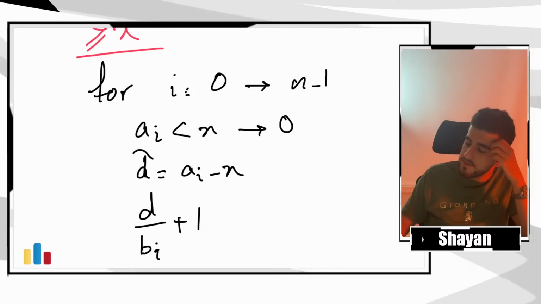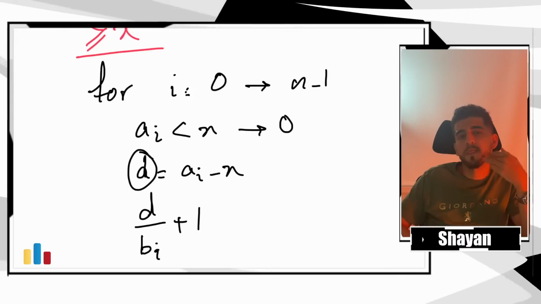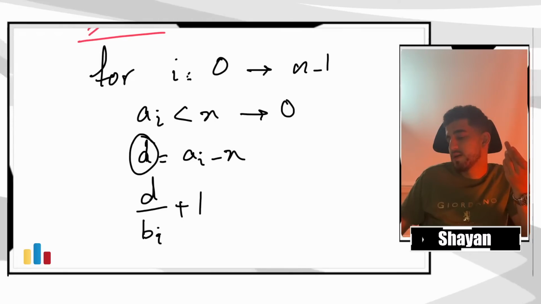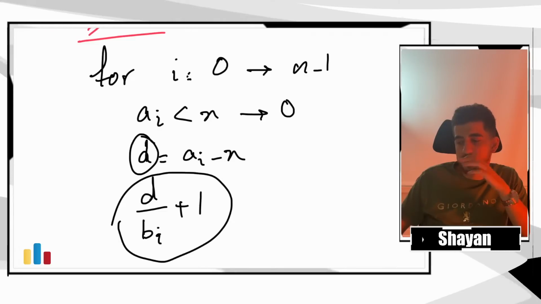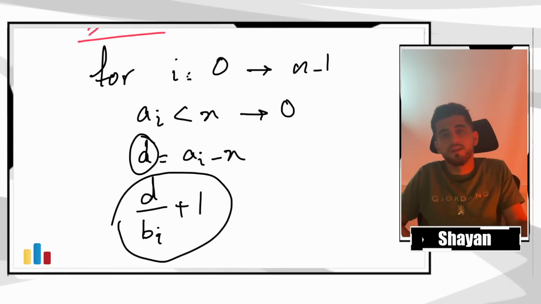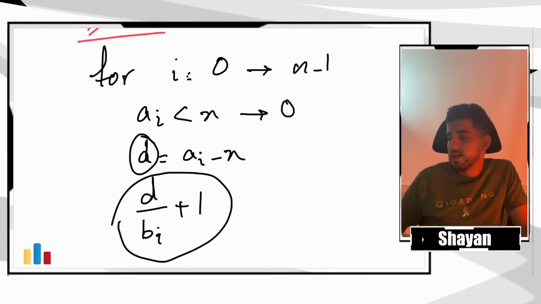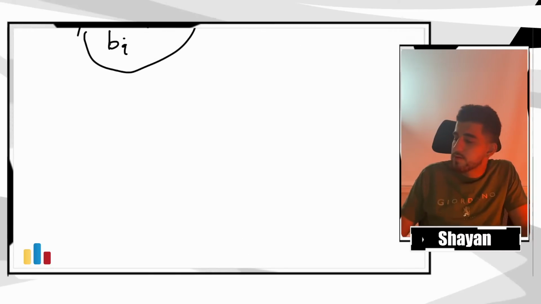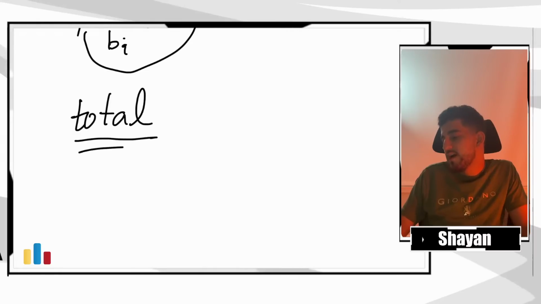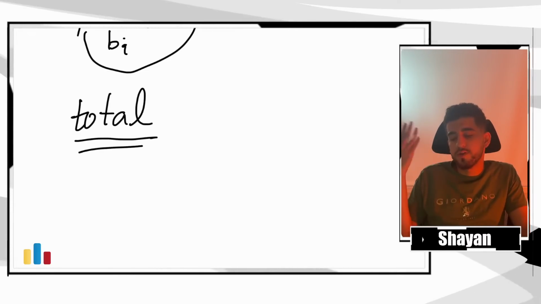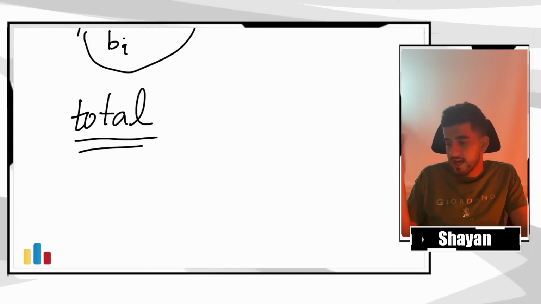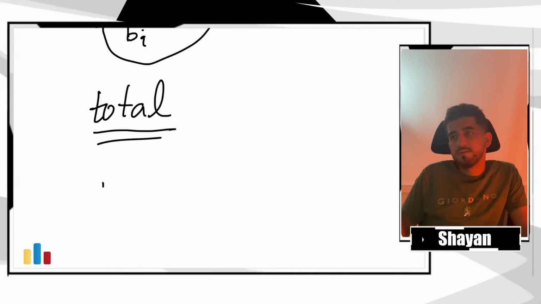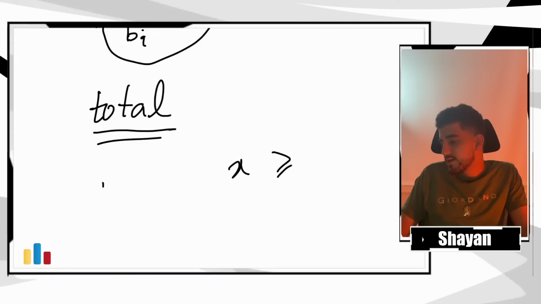Because each time this d will be decreased by b sub i. So the number of operations I can do while d is still positive is going to be d over b sub i plus 1. After these operations, it is going to be smaller than that value, and I cannot do any operation afterwards. So this way I can count how many steps I can have on each element, and I can add them up to get the total number of operations. And if this was greater than or equal to k, then it means that my last x is greater than or equal to mid.